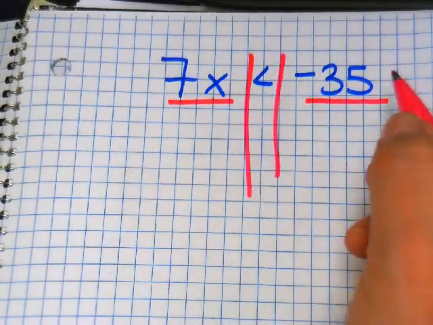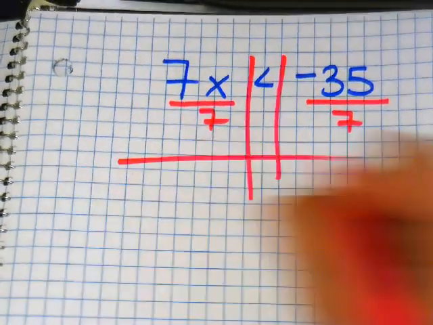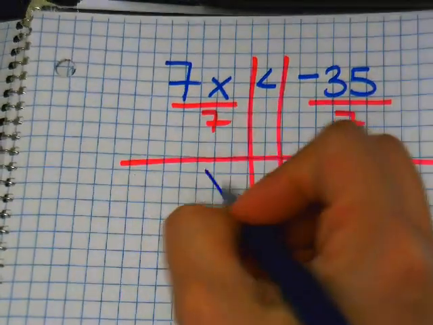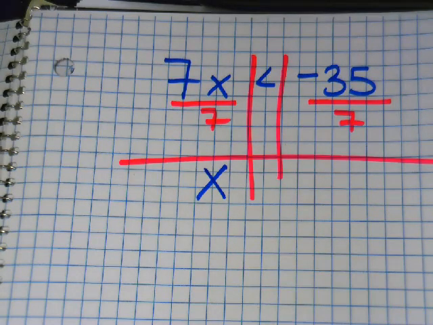What number do I divide by? I divide by the number next to the variable. So I divide by 7. Because your goal is to get x by itself. X all by itself. So what's negative 35 divided by 7? What is it? Negative 5.